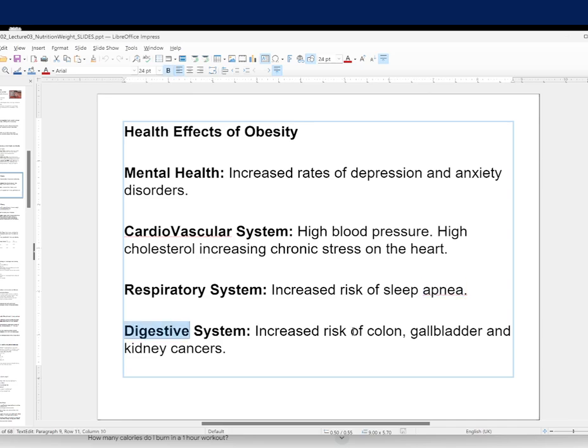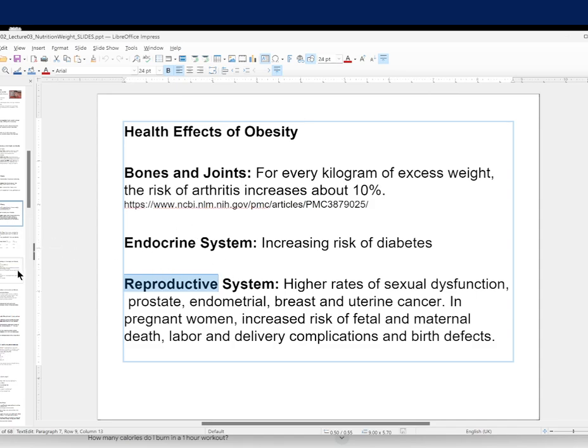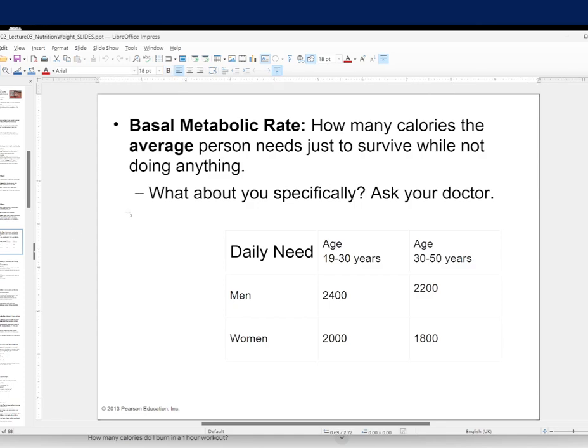It has effects on the digestive system. There are effects on the bones and joints. For every kilogram of excess weight, there is about a 10% increasing risk of arthritis later in life. There are endocrine problems, and with endocrine, the big one is diabetes, but there are other hormones involved. The reproductive system too can be affected by chronic, untreated, uncontrolled obesity. And that's all I'll say about those, because this is not a medical class.